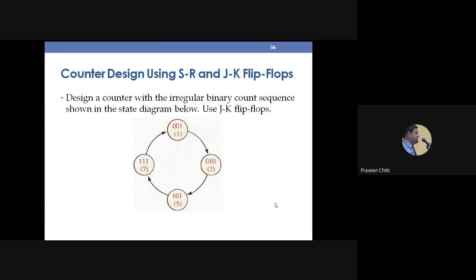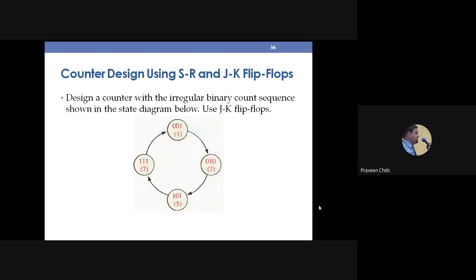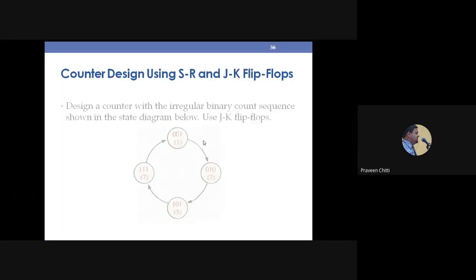So it is asked to design this irregular or random binary counter using JK flip-flop. Means we need to have a count sequence like 1, 2, 5, and 7. So the maximum count here is 7. So obviously we have to go for a 3-bit counter. But when you say 3-bit counter, it will have a total of 8 different count sequences. But here we will not be having all 8 count sequences. That's why it is called an irregular counter or a random counter, right?